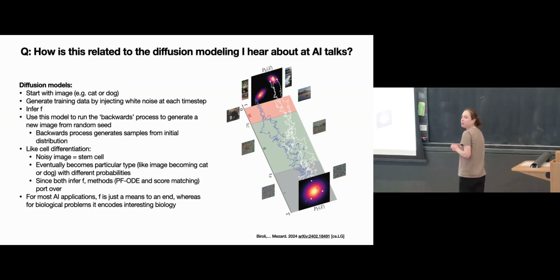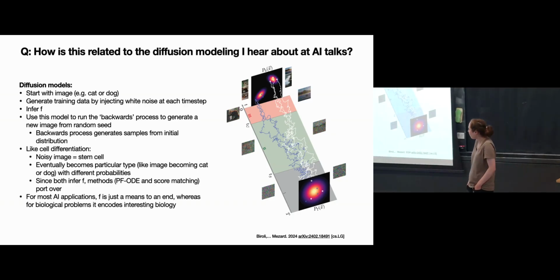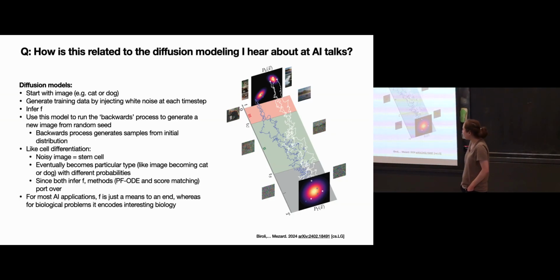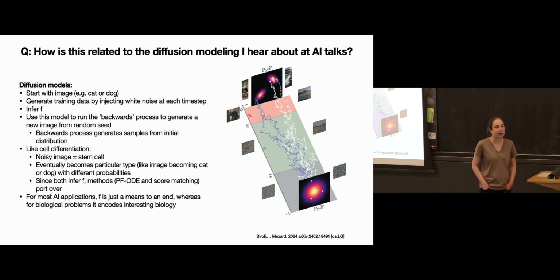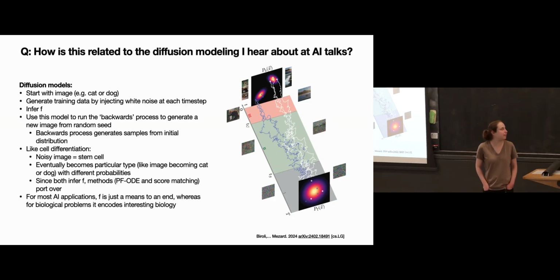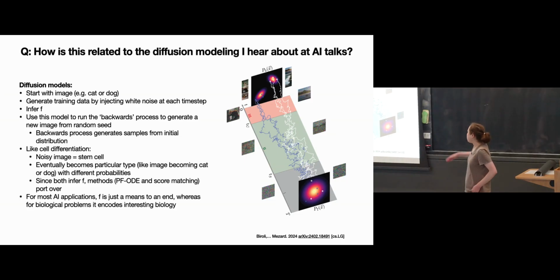Okay, and so the last thing I wanted to say, which I think is kind of neat, is to talk a little bit about the relationship between this and the diffusion models that people are using all over these different AI things, for example, to generate images. So nowadays, in this context, what do people mean by diffusion modeling?